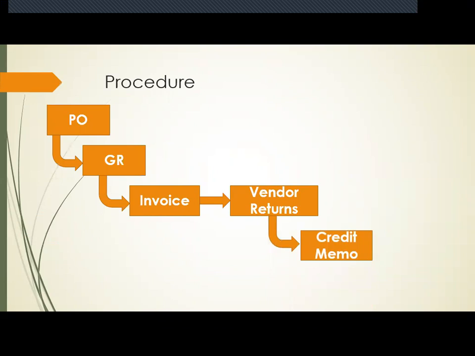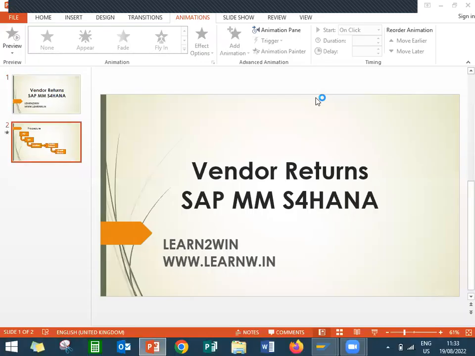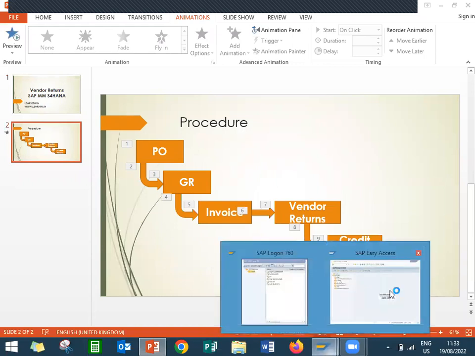What do you mean by credit memo? They have to give us back our money. They have to give us back our money because we have paid them the money, and it's their turn to return us back the money. So let's go to the live system. I'm going to show you in the live system.